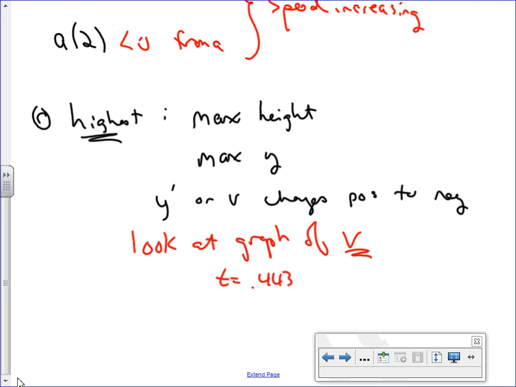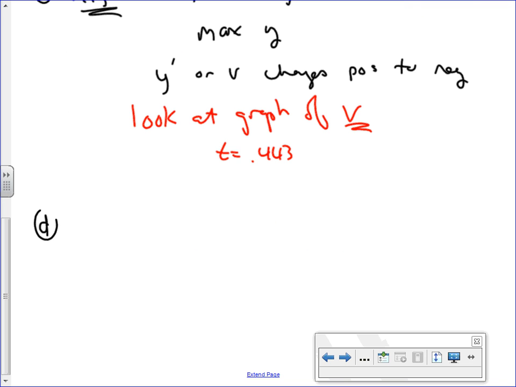Okay, and then I want to get to the last question, because all of this other stuff we've kind of already done before, but this last one asks you to find the position of the particle at t equals 2. Okay, so they want you to find, let me translate that, find y of 2.